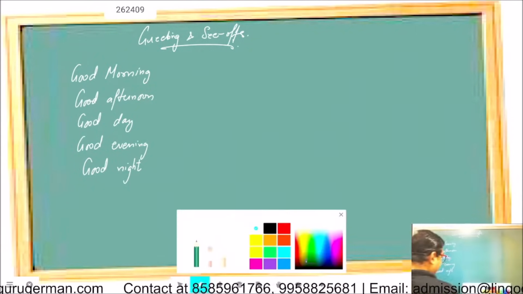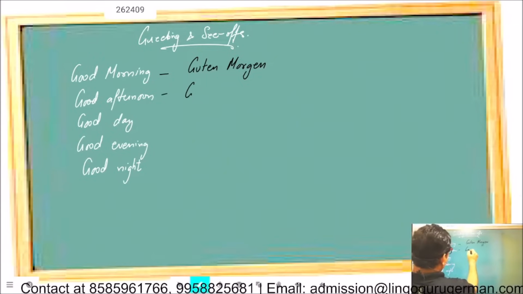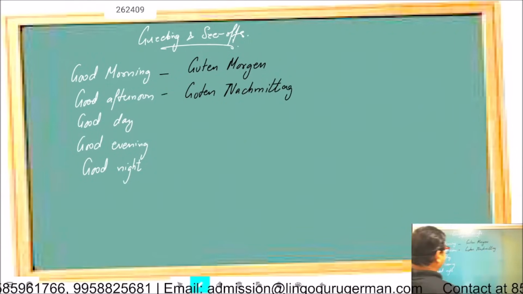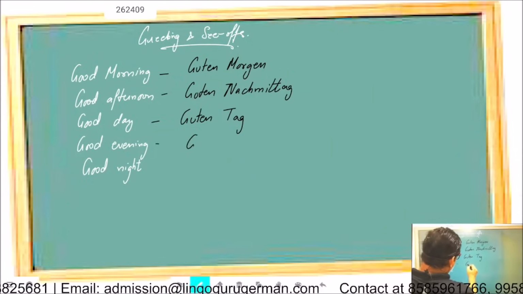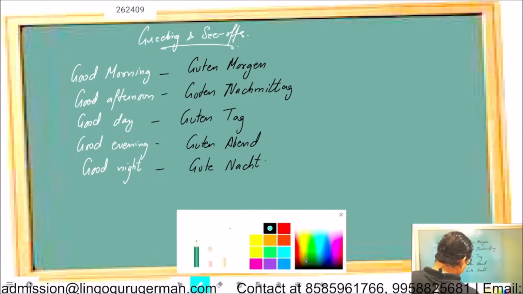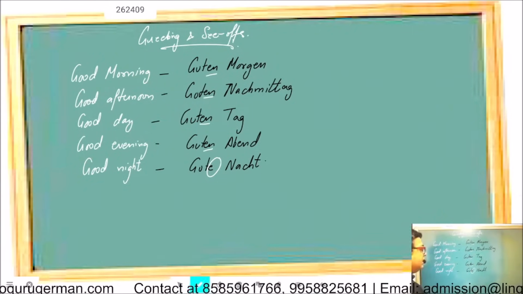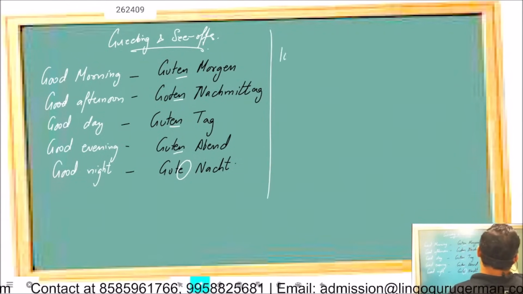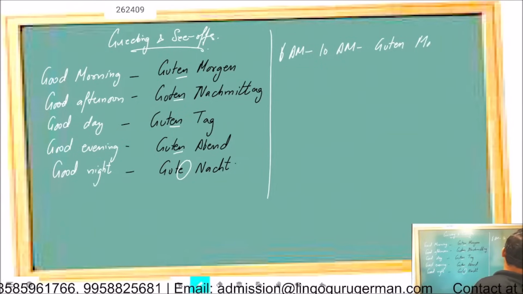So good morning, we say Guten Morgen. Good afternoon, we say Guten Nachmittag. However, we do not use this greeting often. Good day is Guten Tag. That is what Germans generally use. Good evening is Guten Abend. And good night is Gute Nacht. We need to make sure that only in good night we have this E. Everywhere else we have EN, because all these four nouns are masculine, which we are going to learn later on. Very important, from 6 a.m. to 10 a.m., Germans use Guten Morgen.